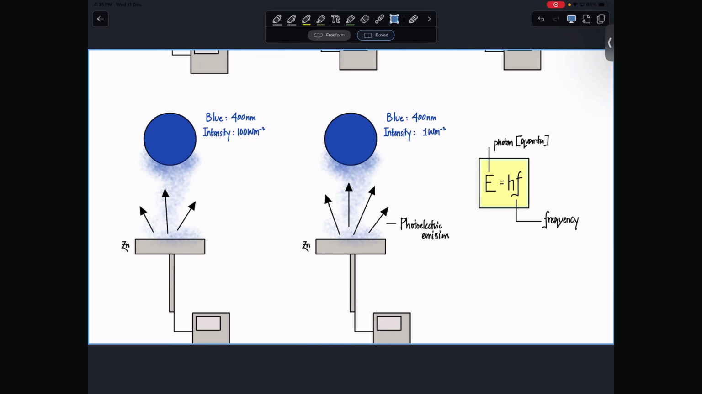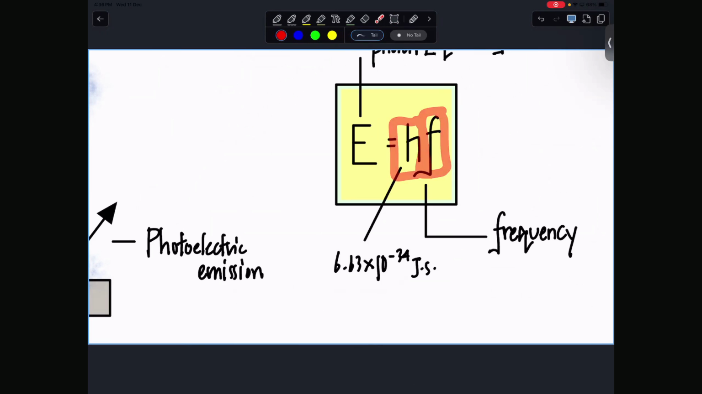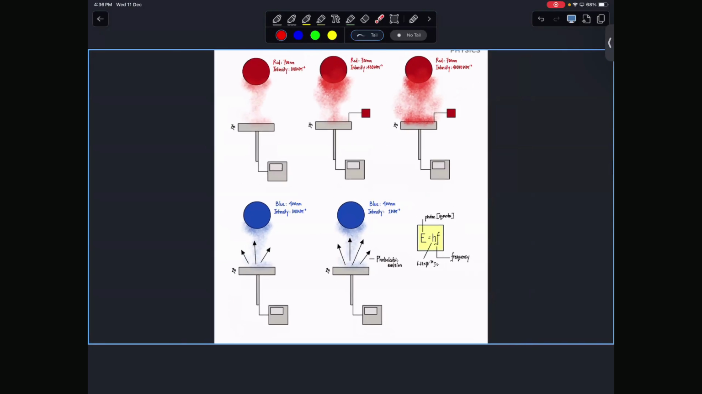Energy. So not continuous energy, it's just bunches of energy. Planck constant. So h is 6.63 times 10 to the power minus 34 joule second. If you put a frequency of light here and the Planck constant here, you'll find how much energy every photon has. So this is the photoelectric effect.